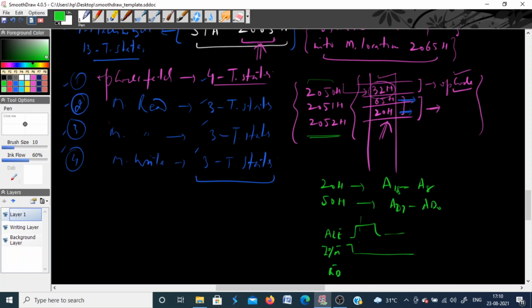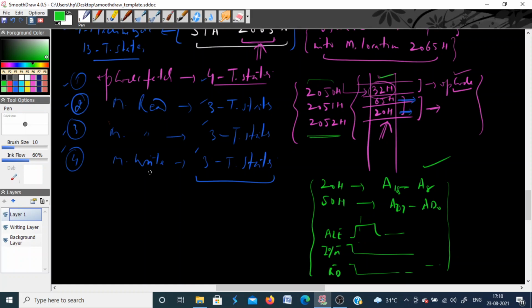In the second clock signal, the read signal will be activated. It will go from 1 to 0. During the next 2 cycles, this opcode will go from the memory into the data bus and come inside the processor. In the last cycle, T4, it will be decoded. Of course the instruction is not executed now because it has to do some other operations. So this is one part, that is opcode fetch.